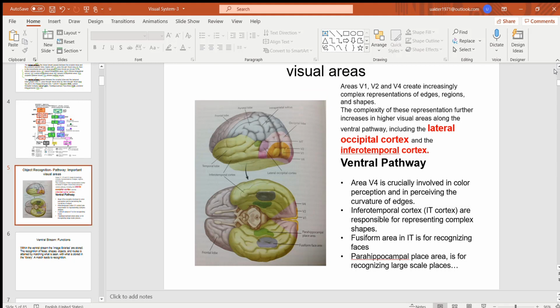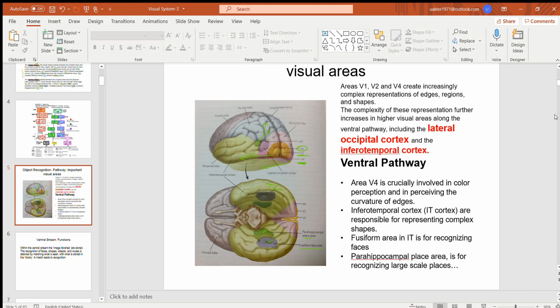So here you can see in this picture, first the signal arrives in V1 here, then V2, and then some signal goes to V3 and V4, and from V4 goes to inferior temporal this way, and from MT the signal goes to the posterior parietal. So this is the ventral and this is the dorsal. Now if you see the bottom of the temporal lobe, you can see a couple of areas here: the fusiform face area and the parahippocampal place area.